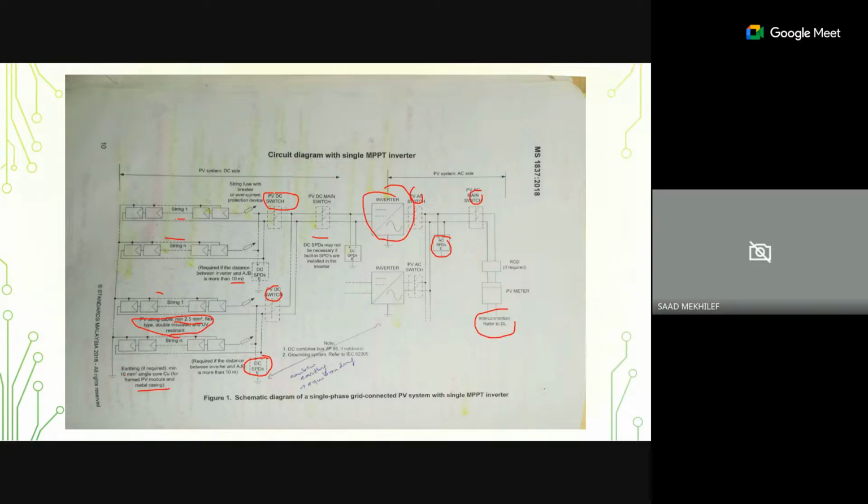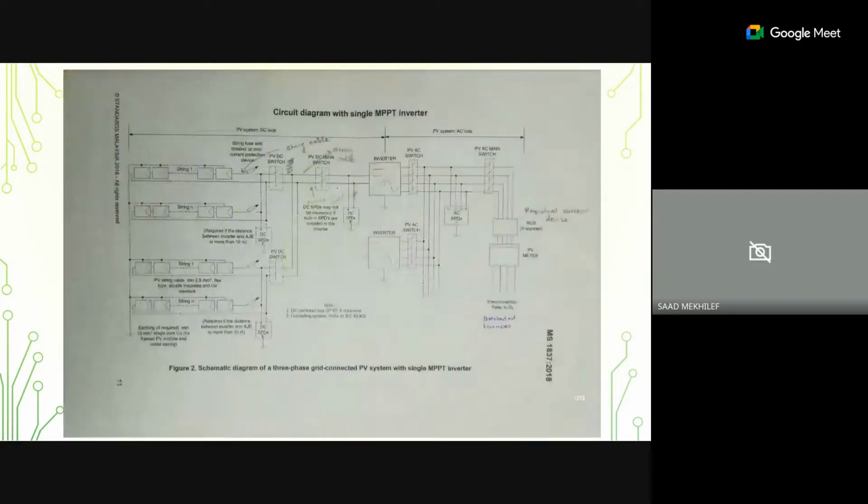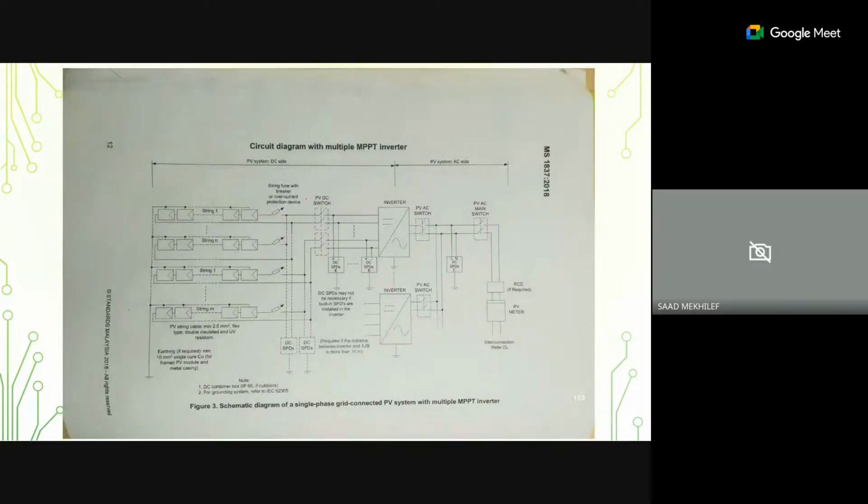So this is the schematic diagram of single phase grid connected PV systems with single MPPT. You can have multiple MPPT, but this is the standard that we use. This is a real circuit diagram that we use. Yeah, this is more or less the same thing. Here with the multiple MPPT systems, the inverter has more than one port. In this case, you can see the same things here.